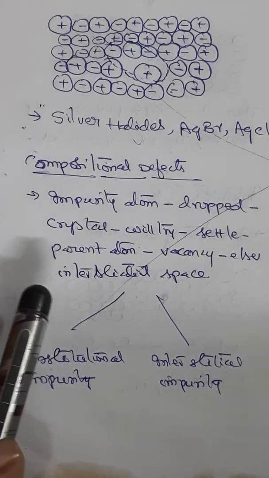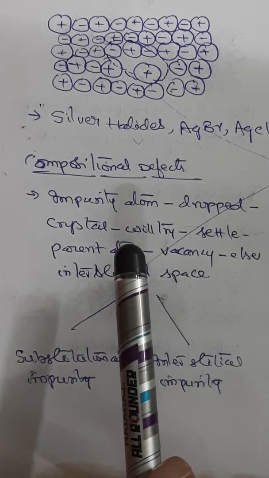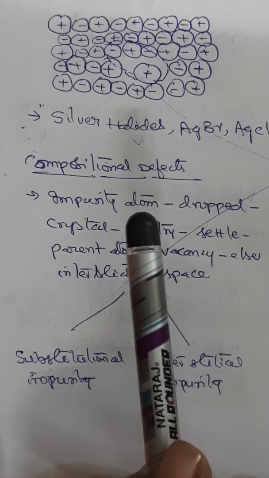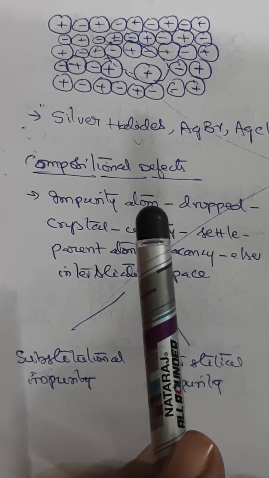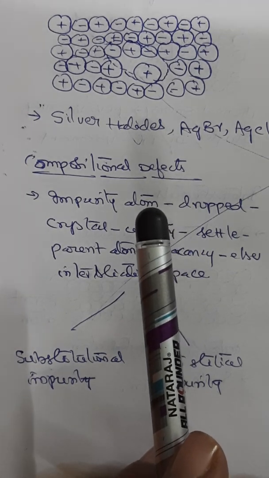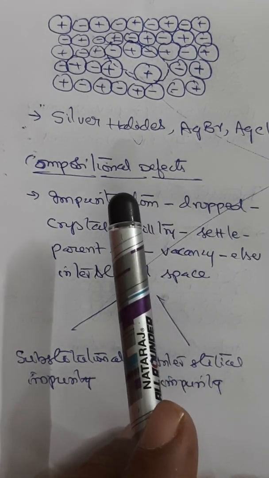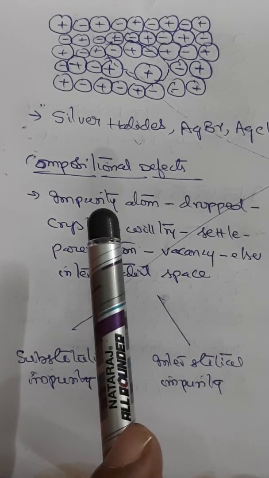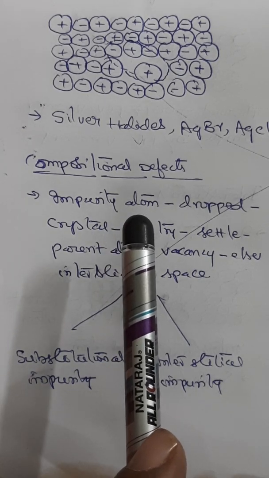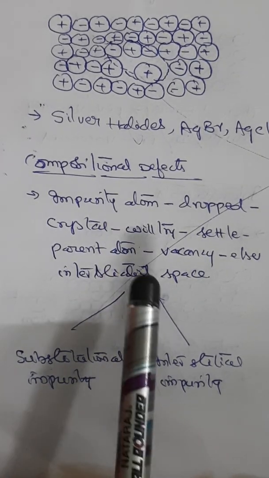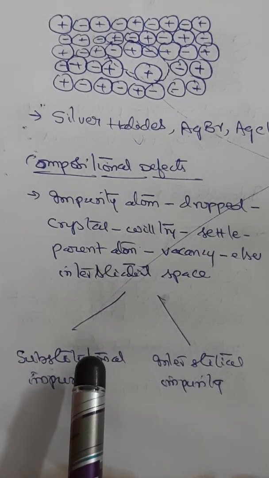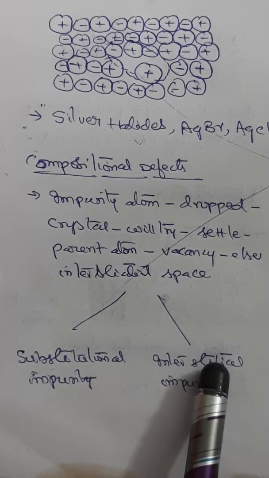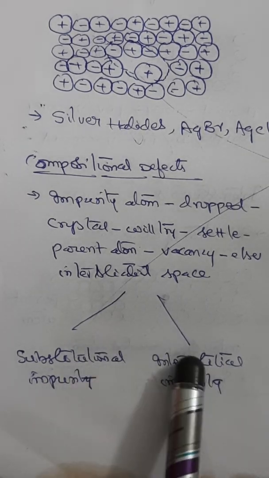Now let us understand compositional defects. When an impurity atom is doped into the crystal, it will try to settle in the position of the parent atom if a vacancy is present. Otherwise, if the size of the impurity atom is less than the parent atom, then it will try to settle in the interstitial space between the parent atoms. These defects are known as compositional defects. They are again of two types: one is called substitutional impurity defect and the other is called interstitial impurity defect. Let us understand each of them.